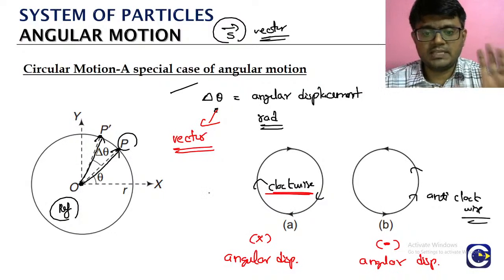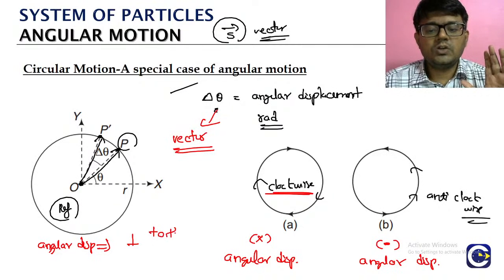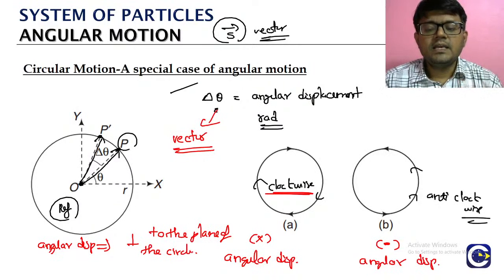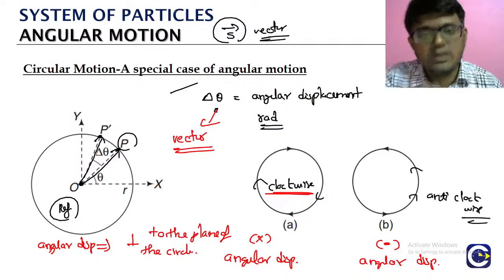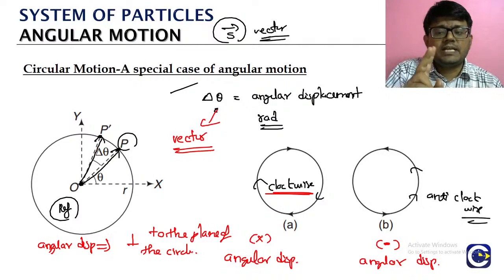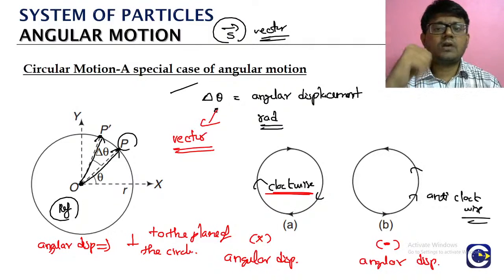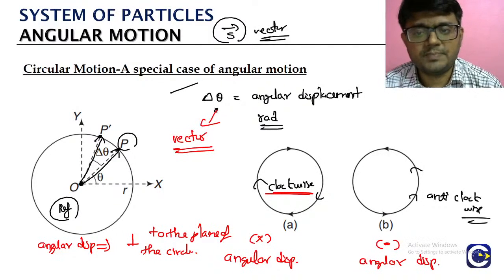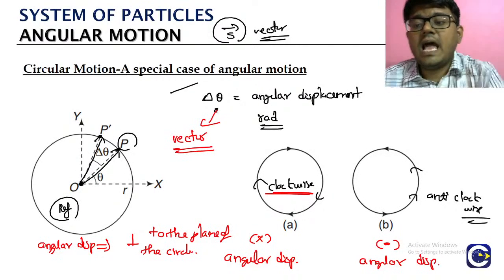One thing we should note is that the angular displacement will always be perpendicular to the plane of the circle. Either going into the plane or coming out of the plane, it will always be perpendicular to the plane of the circle. Okay? So there will be only two possible directions. If you curl clockwise, the thumb will be into the board. If you curl anti-clockwise, the thumb will be coming out of the board. So this is how we represent the angular displacement.